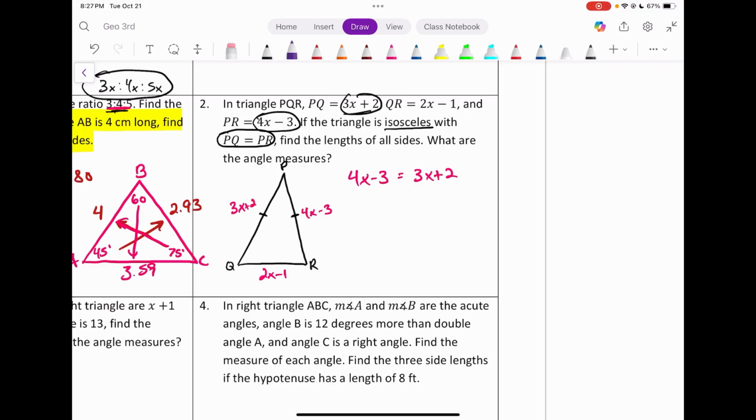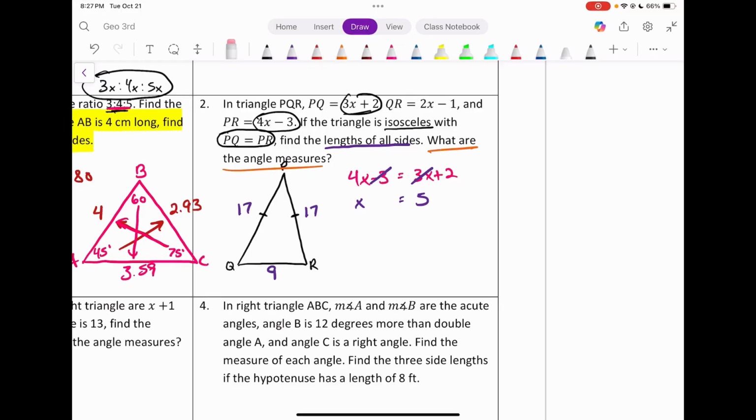Let's solve the equation. I'm going to move my 3x to the left by subtracting. I'm going to move my minus 3 to the right by adding, and that gives me x has a value of 5. So now what I would do, again, is go back and plug in 5 for all the x values. Since this x is 5, that's 4 times 5 minus 3, which gives me a value of 17. 3 times 5 plus 2 gives me a value of 17, which works out. That's right. Now, the bottom doesn't necessarily have to be equal. 2 times 5 minus 1 actually gives me a value of 9. There's your three side lengths, and that's the first part of the question. Then the next part of the question says, what's all the angle measures?